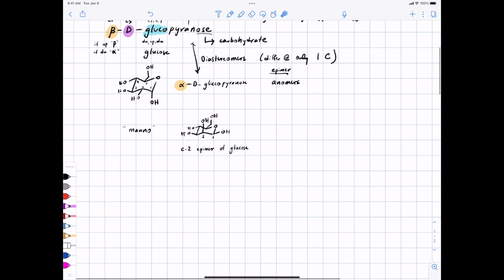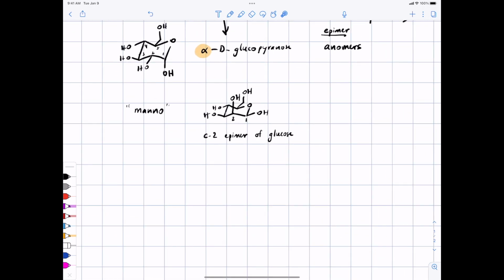And then another one that you have likely heard of is galactose. So beta-D-galactopyranose is the C4 epimer of glucose.